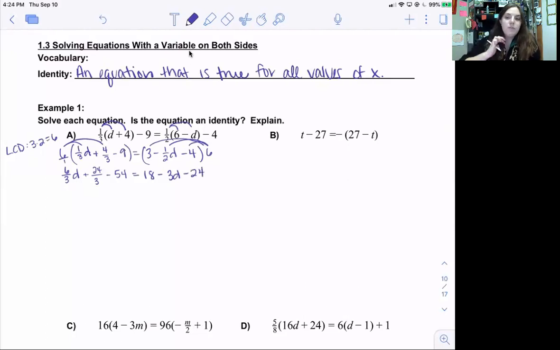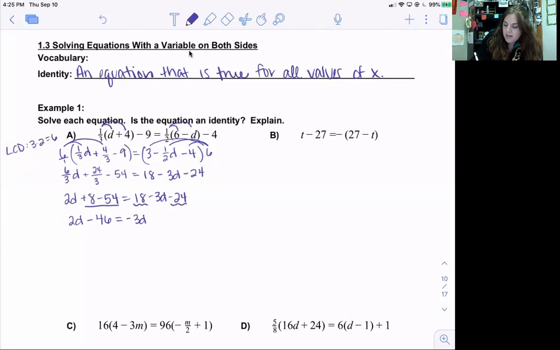Okay, we're going to reduce and simplify these fractions. So 6 divided by 3 is 2D. And then 24 divided by 3 is 8. Minus 54 equals 18 minus 3D minus 24. Okay, so we're going to combine like terms. So 8 minus 54 is going to give us 2D minus 46 equals negative 3D. Now we're going to look at 18 minus 24, which gives us a negative 6.